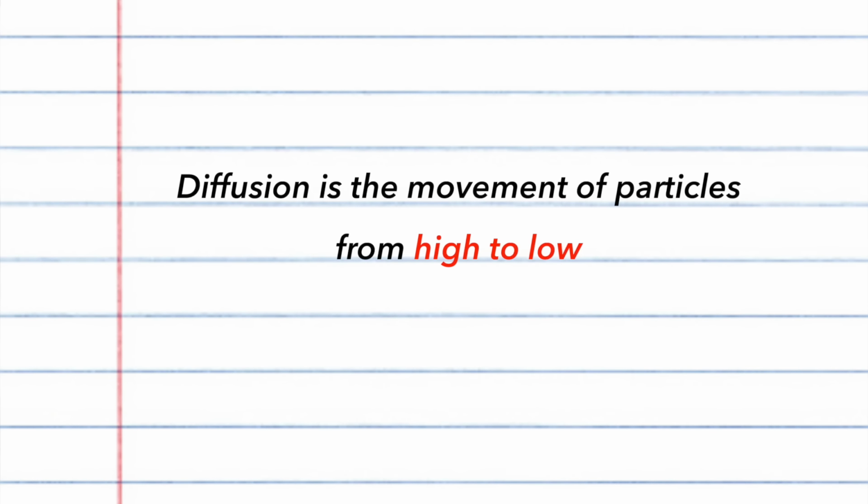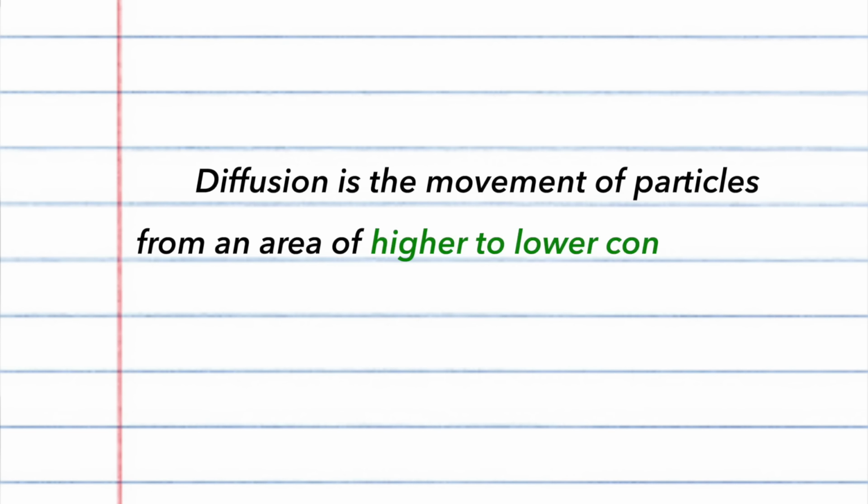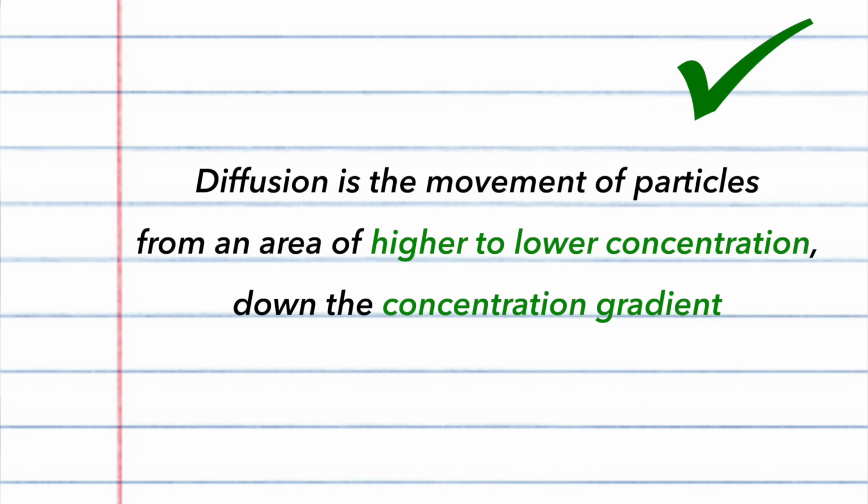For example, let's talk about diffusion. So we all know what diffusion is. And it's not enough to say that diffusion is a movement of particles from high to low. It's better to memorize a grade 9 definition from the get-go so that you maximize your chances of getting full marks in these types of questions. So what I would say is diffusion is the movement of particles from a high to low concentration down the concentration gradient.